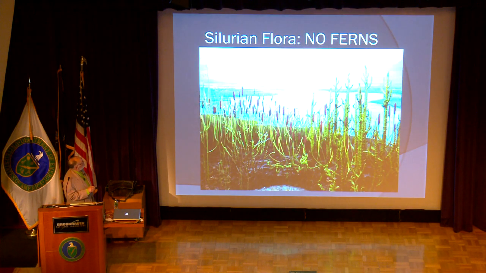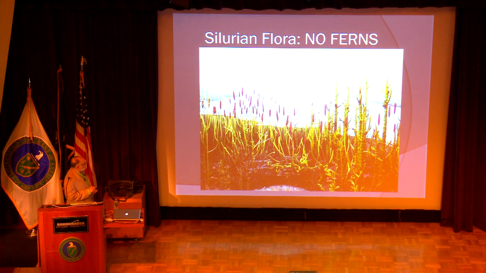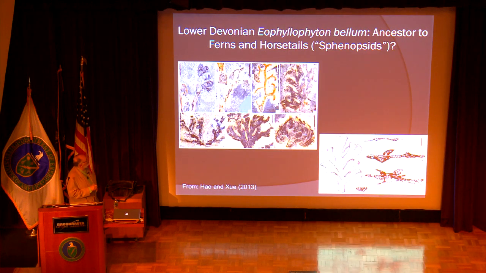So here's the Silurian flora. No ferns, pre-ferns. These are the rhyniophytes and their relatives, and they're still discovering new ones. The Earth was covered with plants, but not any plant that looks like a modern plant, except maybe the whisk fern. Here's lower Devonian plants.